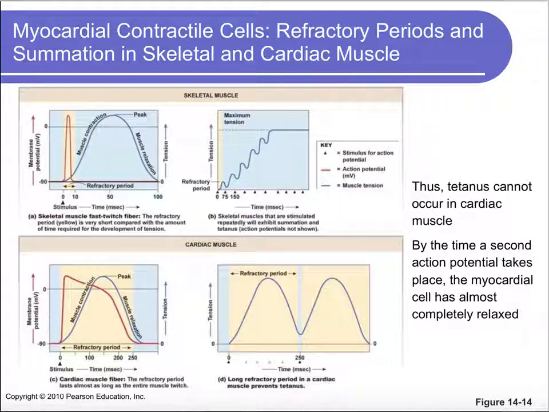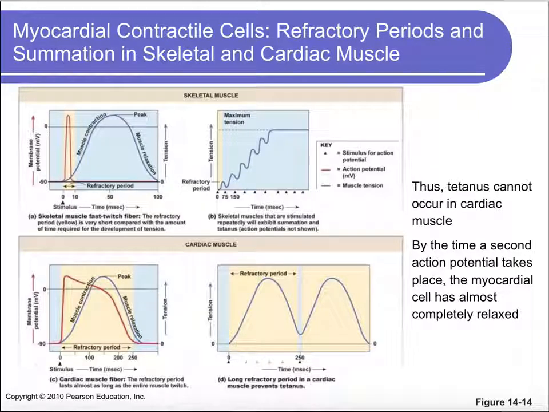But let's take a look at cardiac. If you just think about our heart, the job of the heart is to relax and fill up with blood and then contract and eject blood. So we don't ever really want our heart muscle to contract and sustain that contraction. That means we're going to contract and pump out blood and then just stay contracted. We don't want that. We want it to contract, and then we always want it to relax and refill. Contract, pump out blood, relax, and refill.